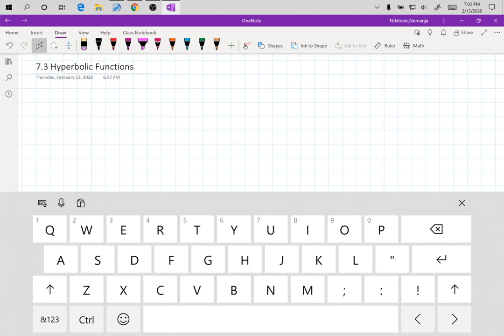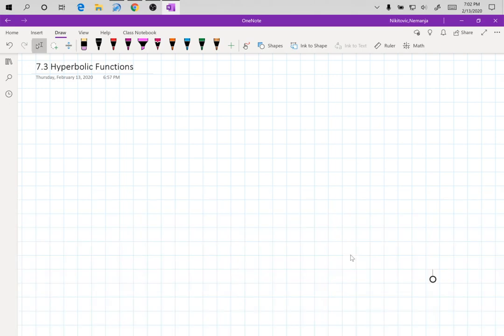Hello and welcome back to Calculus 2, section 7.3 on hyperbolic functions. This is the last section of chapter 7, and the next thing we do should be the exam, or if you don't vote that way, whatever, right? So, what are hyperbolic functions?